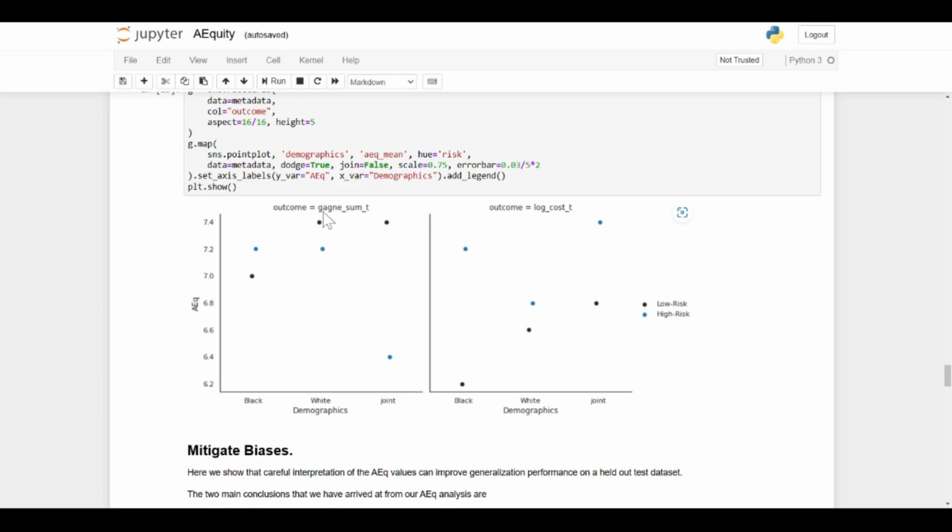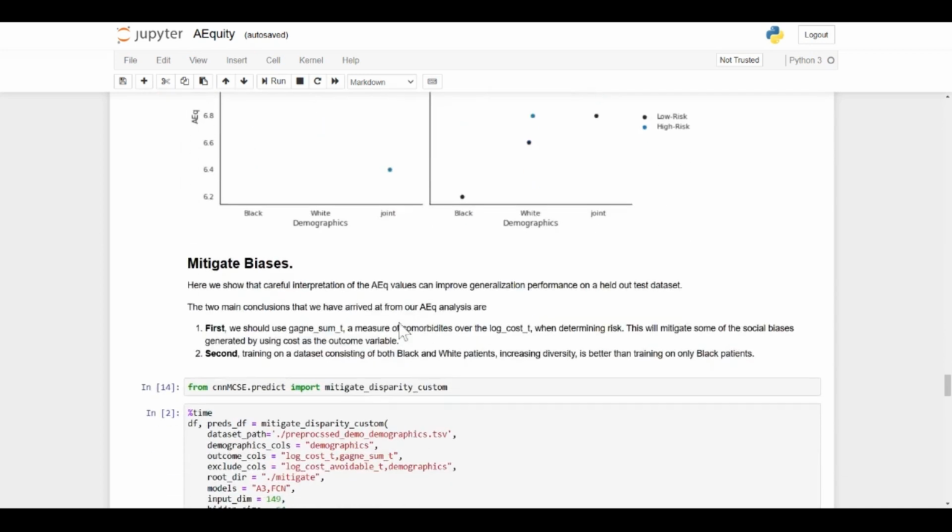Second, if we focus on the outcome of Gagne score, we actually see the AEQ values are relatively equal, which means that there'll be relatively equal ability to generalize between different groups. Second, we see that the joint is smaller than both of these. This means that they belong to similar distributions and that training on both will actually improve generalization performance.